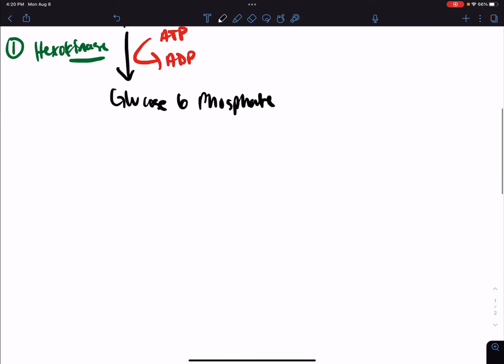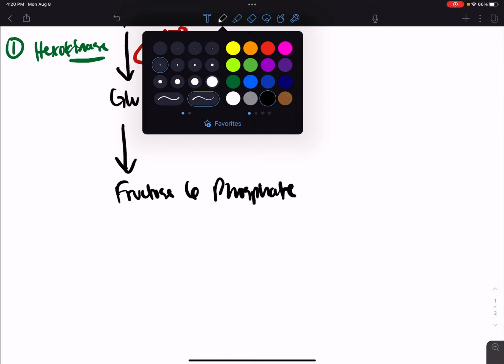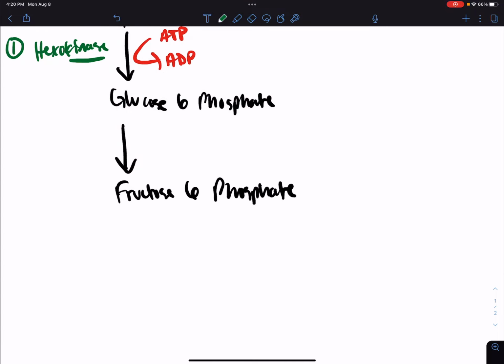From glucose 6-phosphate, we're going to go to fructose 6-phosphate. We're changing the ring structure here. The enzyme we're using is an isomerase, phosphoglucose isomerase. Some people just say phosphoglucoisomerase. They're synonymous, so you can use it either way. There are no cofactors here, so we're not using ATP or anything else.